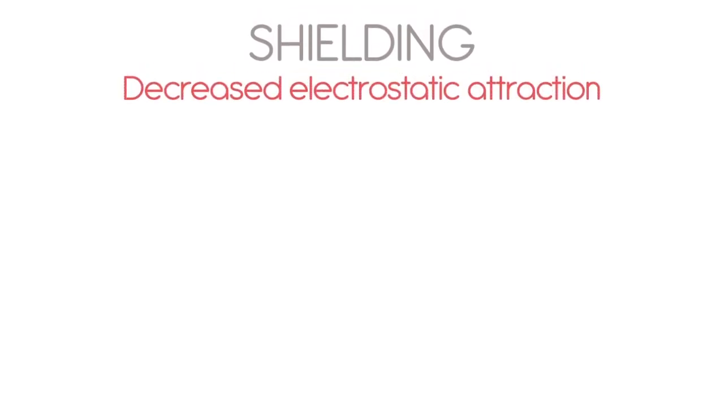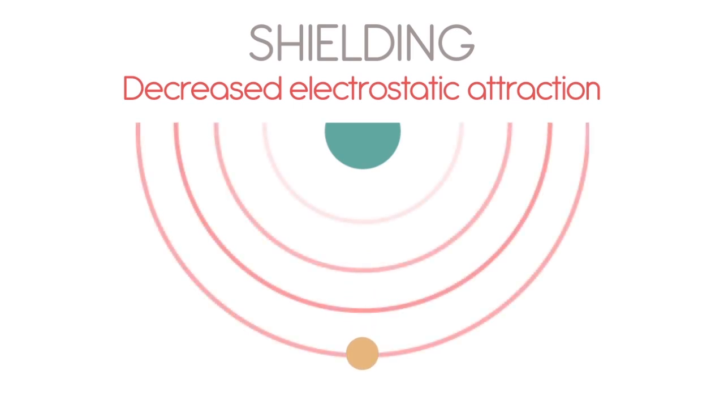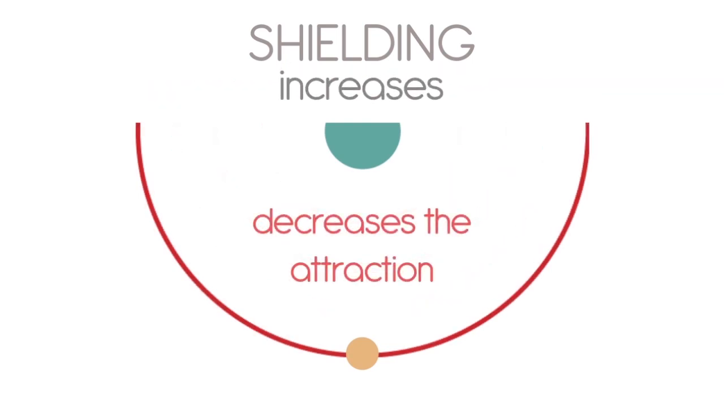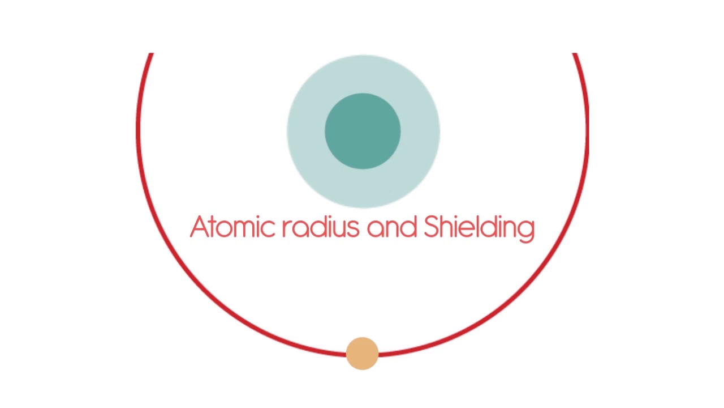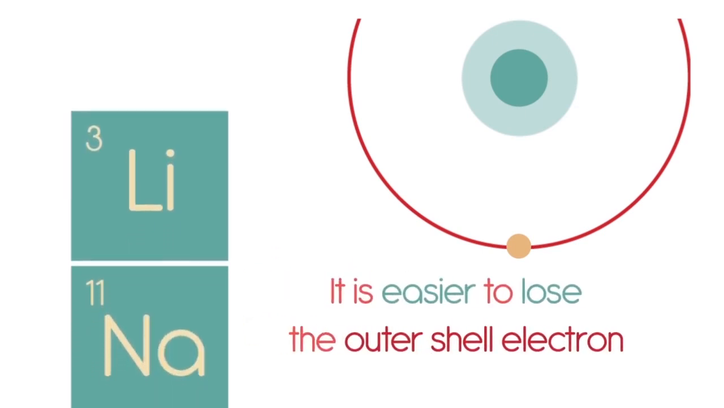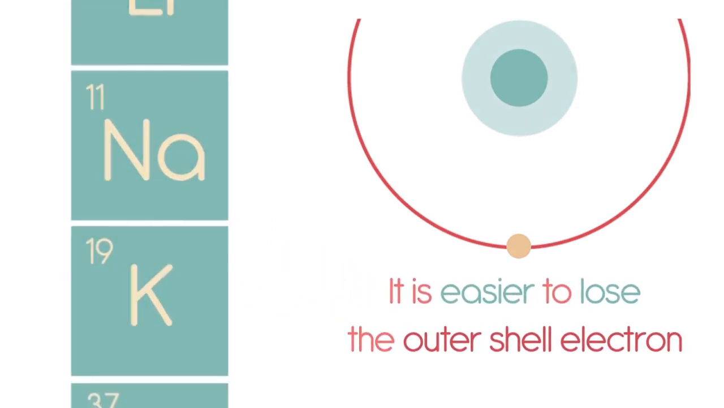Shielding is the decreased electrostatic attraction between the nucleus and the outermost electrons due to the presence of additional electron shells. As shielding increases, this again decreases the attraction for the outer shell electron. Although the nuclear charge increases, the atomic radius and shielding as mentioned outweigh this increase. So moving down the group, it is easier to lose the outer shell electron.